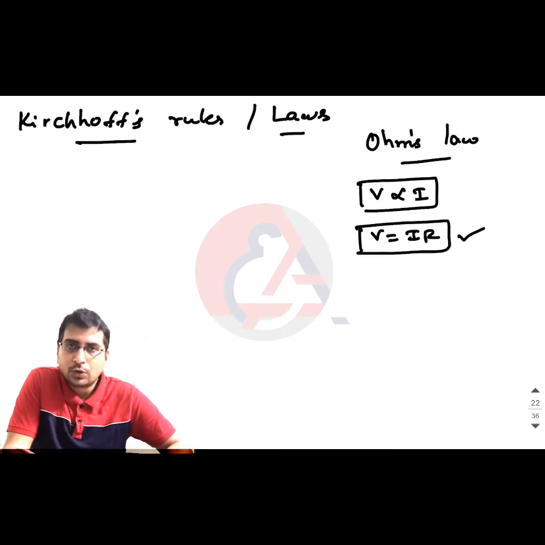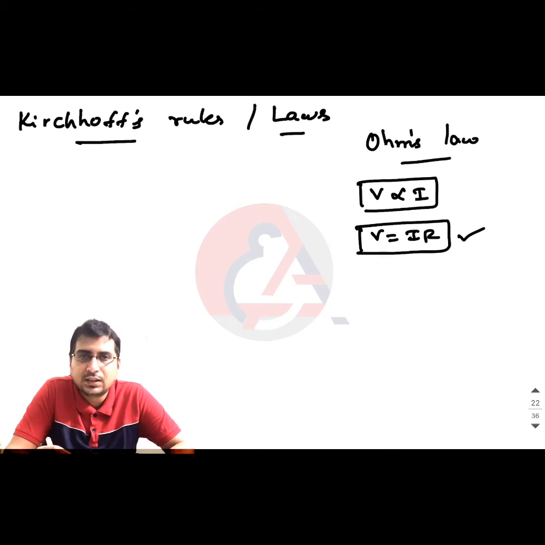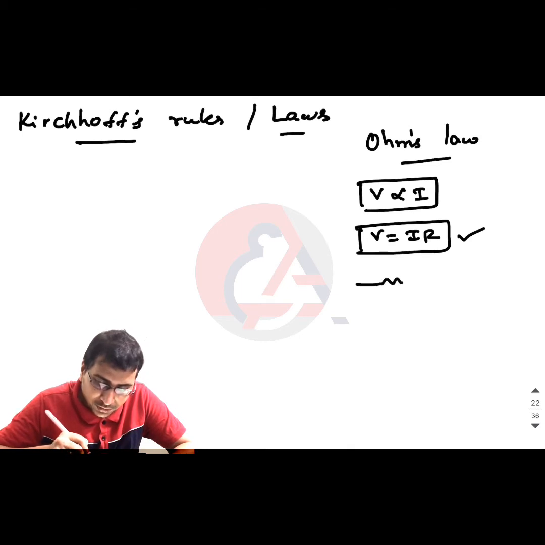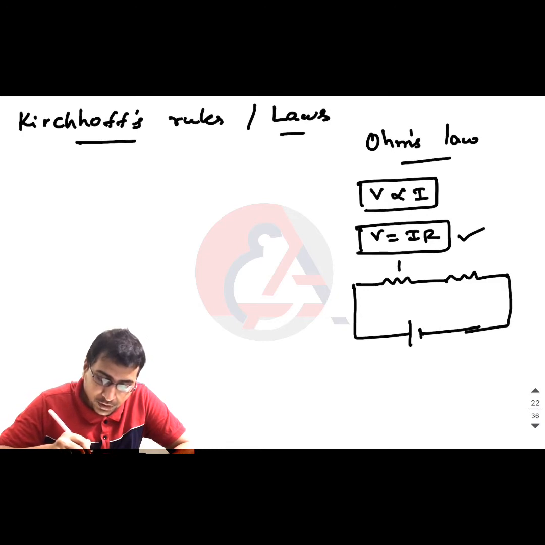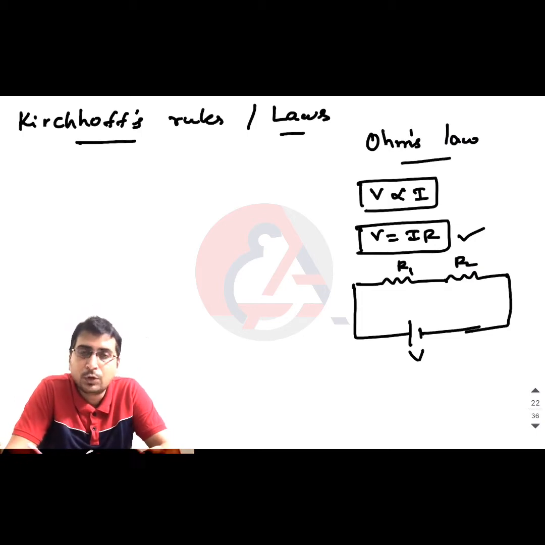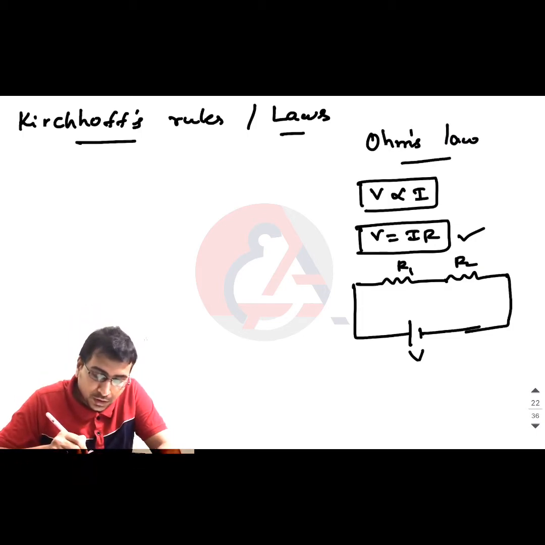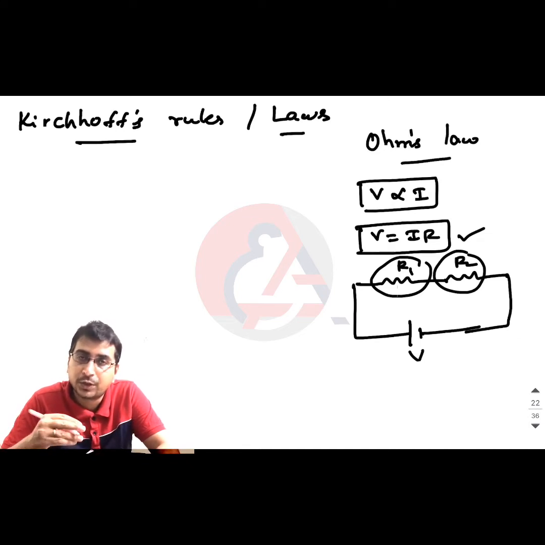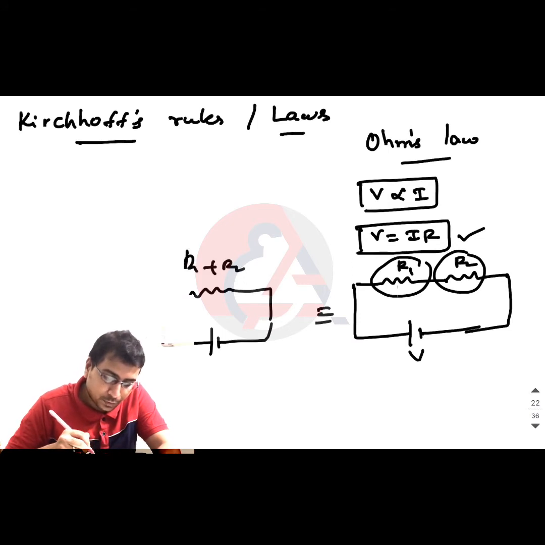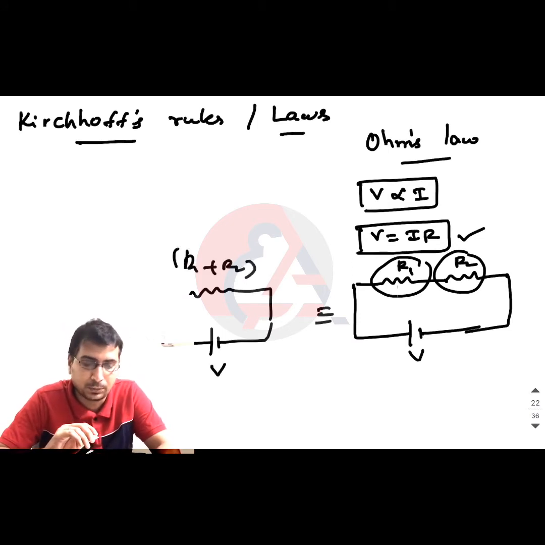Now remember, Ohm's law is applicable only when you have a single resistor and a single potential source. For example, if a circuit has two resistors, R1 and R2, connected in the given way, and the potential difference across the cell is V, you cannot apply Ohm's law to both the resistors simultaneously. First we need to find the equivalent resistance and then apply Ohm's law. So you can apply it for R1 plus R2, saying V is equal to I into R1 plus R2.